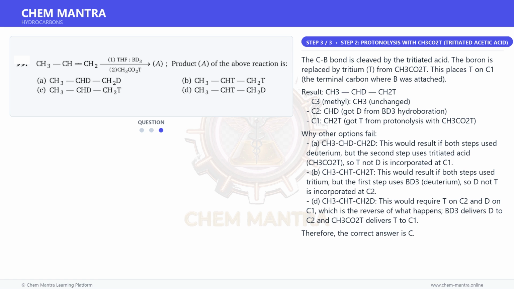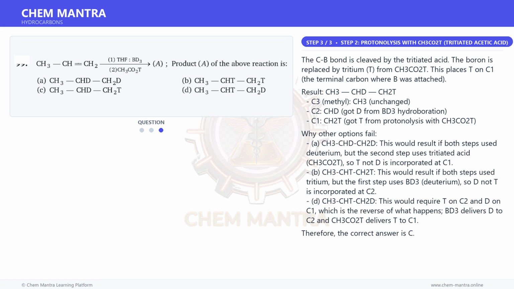Why other options fail? A. CH3-CHD-CH2D. This would result if both steps used deuterium, but the second step uses tritiated acid, CH3CO2T, so T, not D, is incorporated at C1. B. CH3-CHT-CH2T. This would result if both steps used tritium, but the first step uses BD3, deuterium, so D, not T, is incorporated at C2.